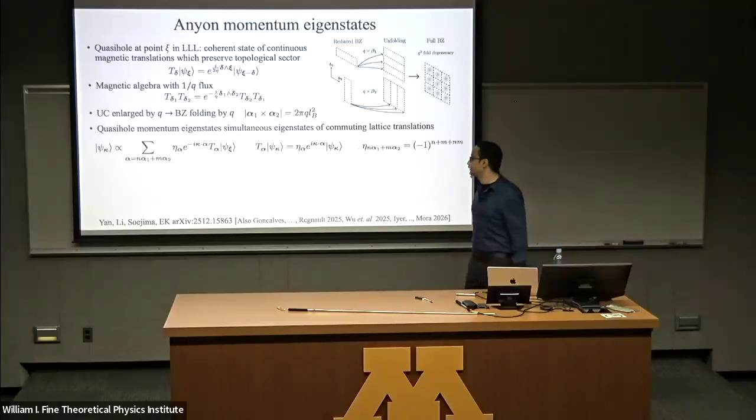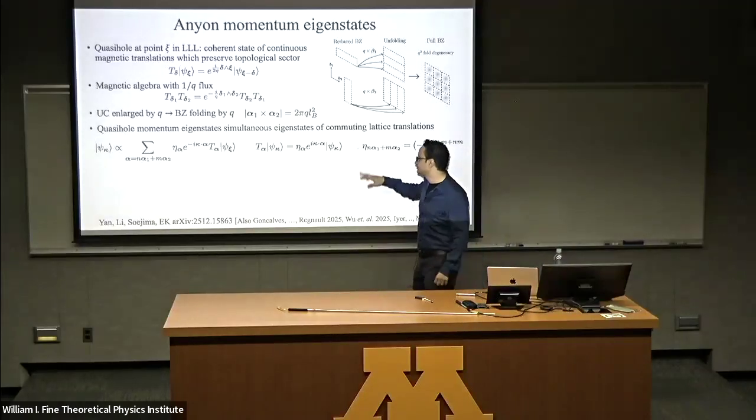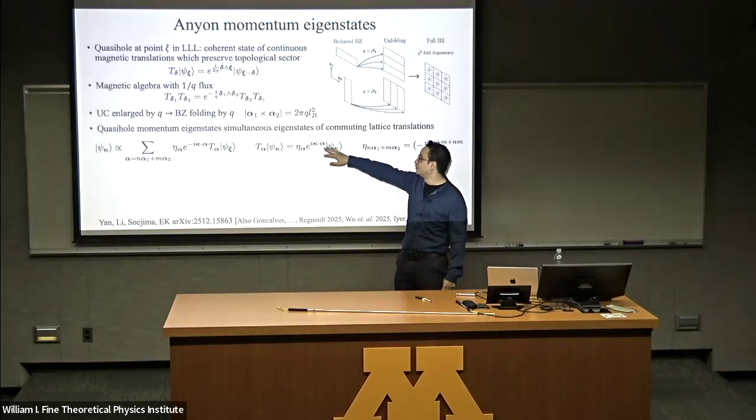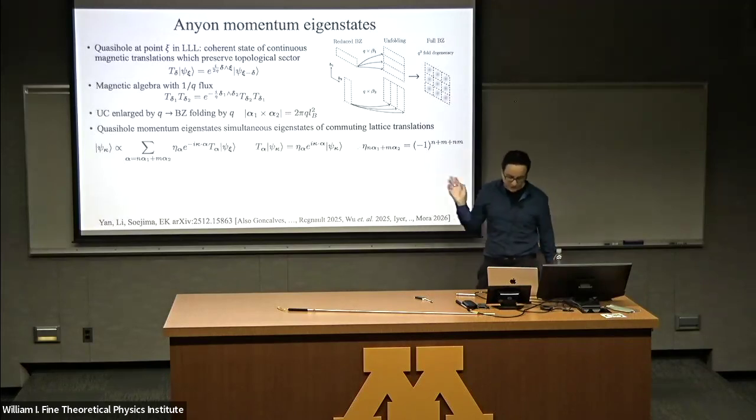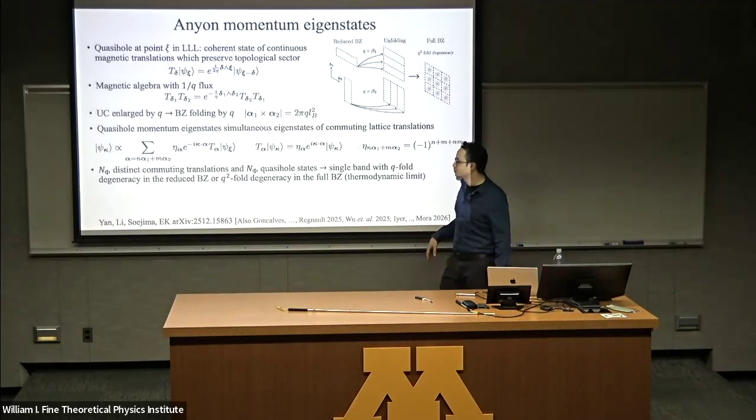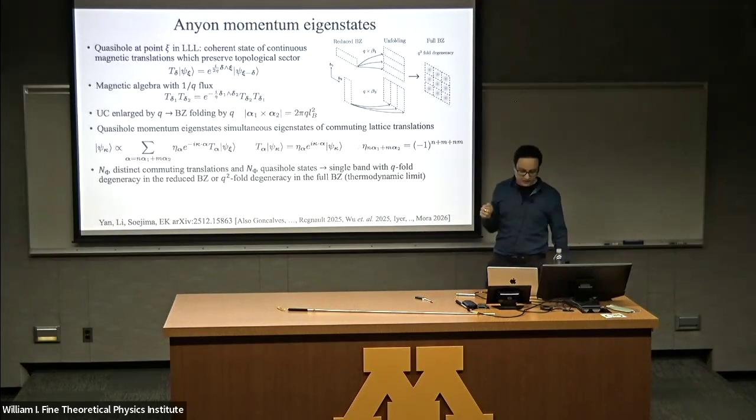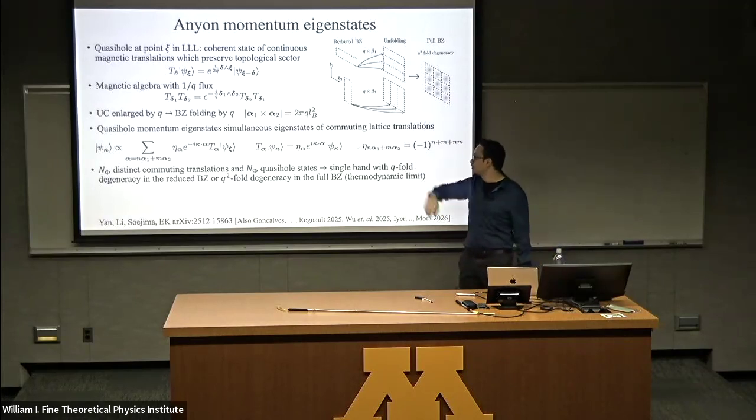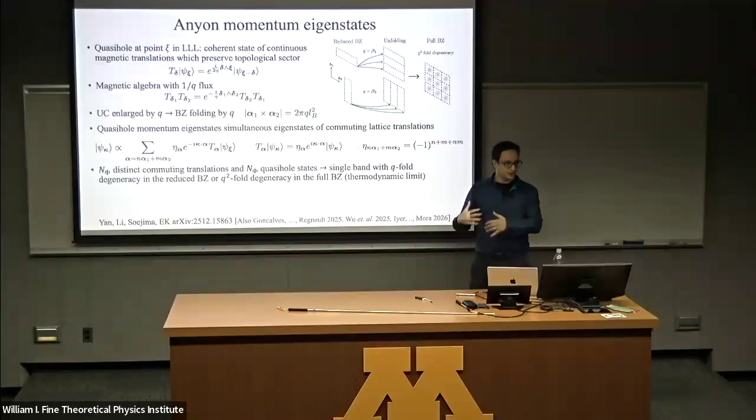But just knowing this, I can explicitly construct momentum eigenstates of these quasi-holes that are simultaneous eigenstates of all the lattice translations that commute. And from a simple counting argument, we can show that the number of distinct commuting translations that also preserve the topological sector is the same as the number of quasi-hole states, which tells me there would be really one band of quasi-holes. But this band, due to this folding, will have q-fold degeneracy in the reduced Brillouin zone, or q-squared fold degeneracy in the full Brillouin zone.